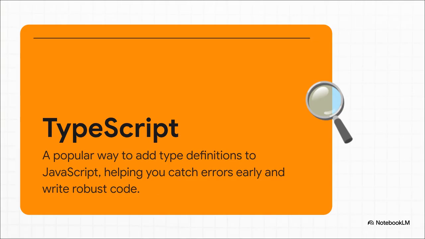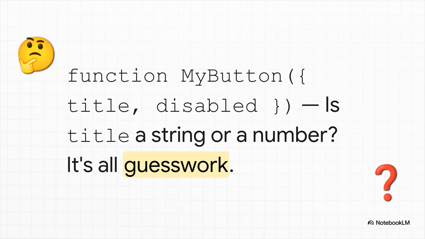So what exactly is TypeScript? Well, think of it like this. It's JavaScript, but with a safety net. It's a system that lets you define the exact shape of your data. The whole point is to add predictability and catch a ton of common errors before you even run your code. It's all about writing more robust, error-free code from the start. Let me show you what I mean.